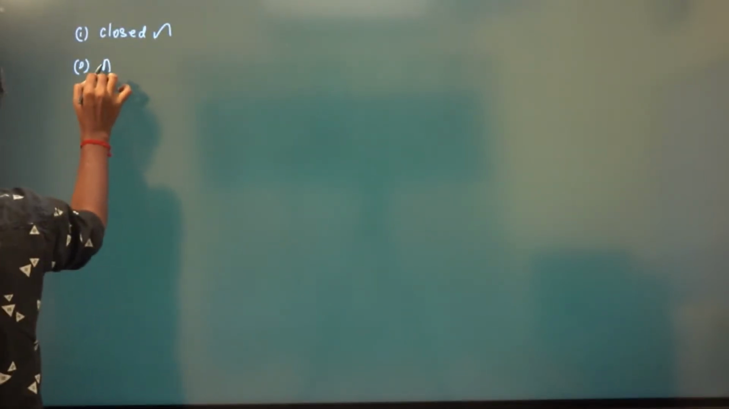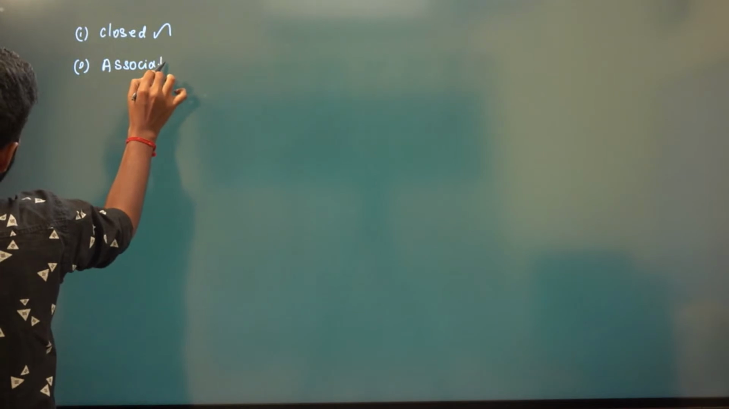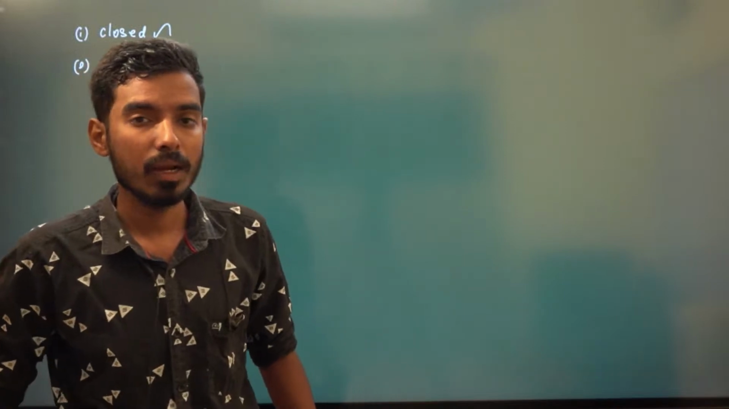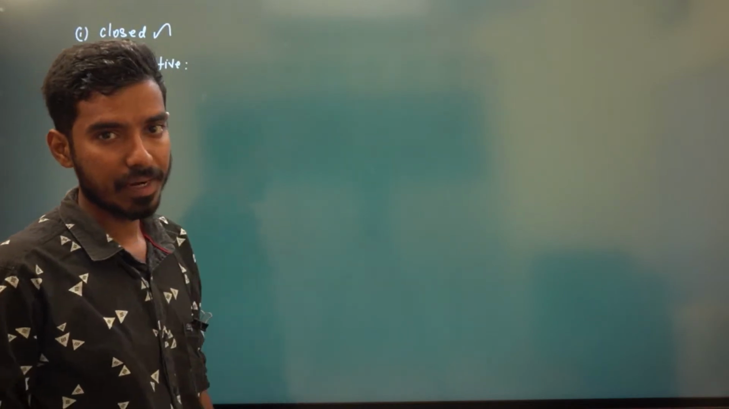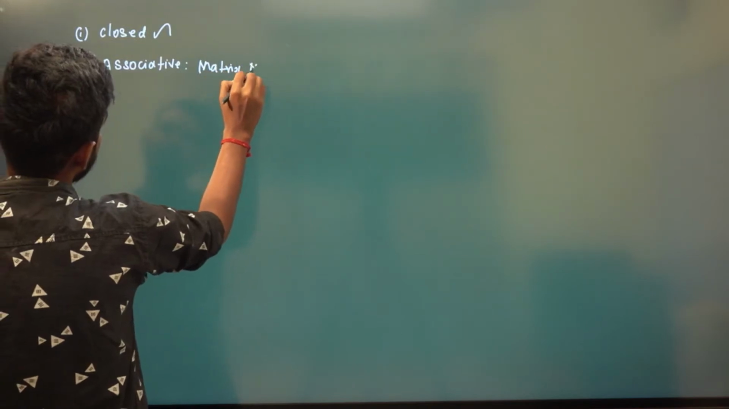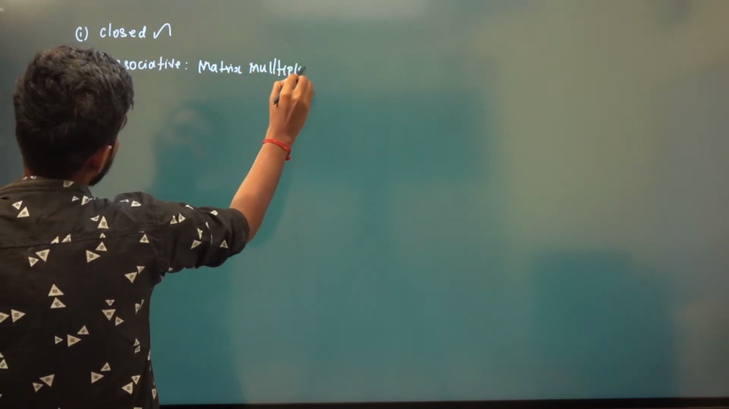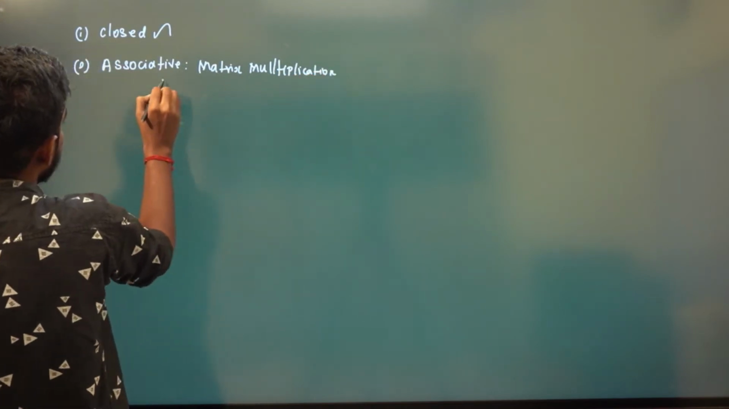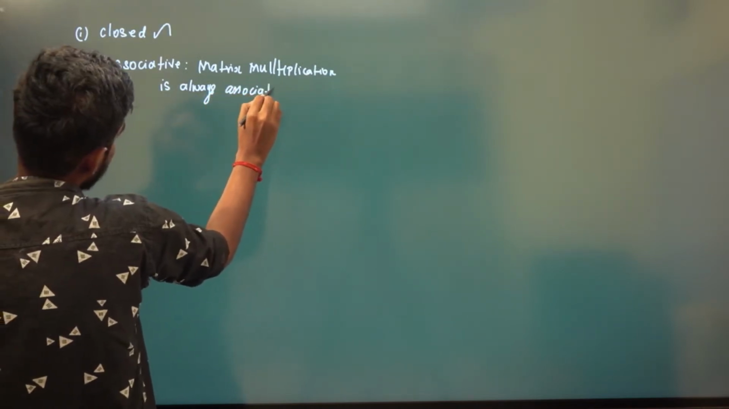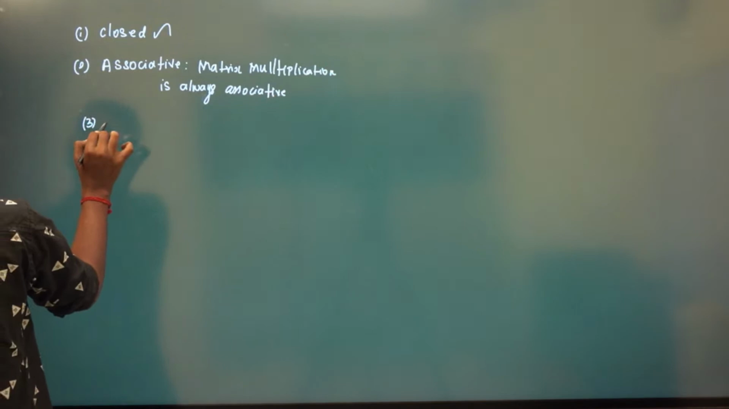You need to check all four properties. It will be closed, it will be associative. You need to apply the definition, right? I'm just putting it here, but from an exam point of view, for A, B belongs to G, A star B will also be in G. Here the star is matrix multiplication, and we know matrix multiplication is always associative. And what about existence of identity?